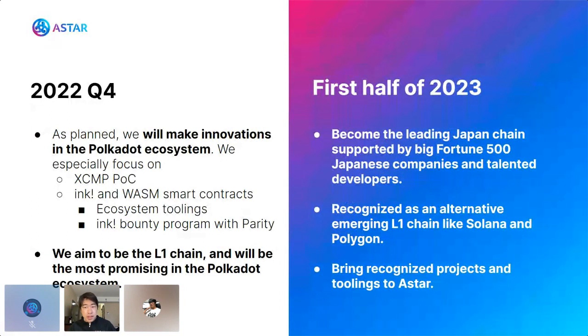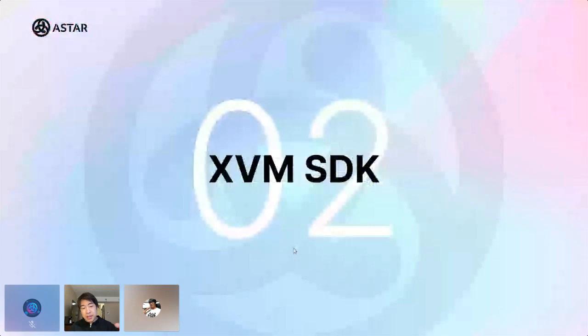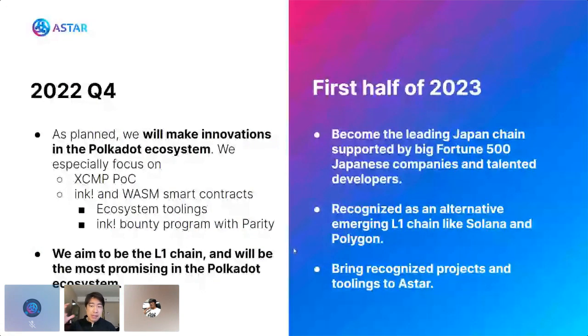So I will do my best to conquer the Japanese market in 2023. And the narrative needs to be changed. Right now, people are comparing Astar with Moonbeam, Acala, Parallel, and others. But during 2023, Astar needs to be compared with Solana or Near or Avalanche. So we would like to be recognized as the alternative emerging L1 chain. So we're gonna make EVM use cases. We're gonna bring the Ethereum ecosystem to Astar, and we're gonna make something unique, which only Polkadot can realize on Astar. By doing so, we would like to be recognized as an emerging layer one blockchain in 2023.